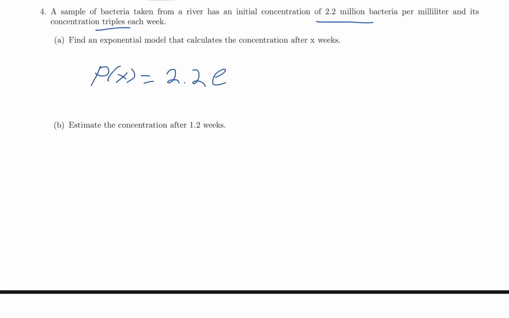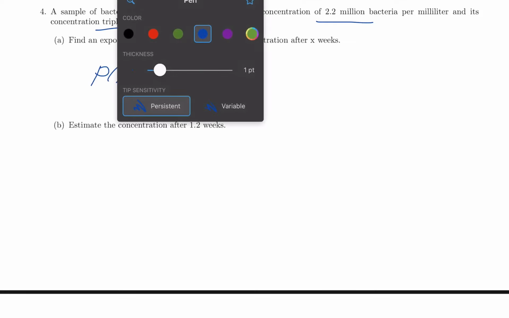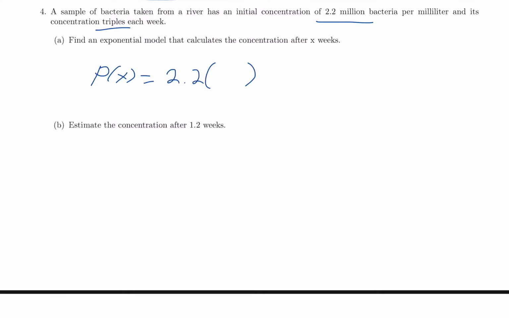Oops, sorry. I don't know why I write e here. It's related to the module 8 video, right? So it's not actually e in this case because it tells us triple, right? So hopefully you know by now, if it triples, we're doing 3 here. Then each week is x, right? So this is the equation.